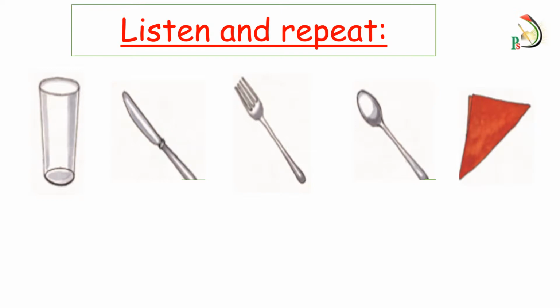Track 58. A fork. A knife. A spoon. A glass. A napkin.